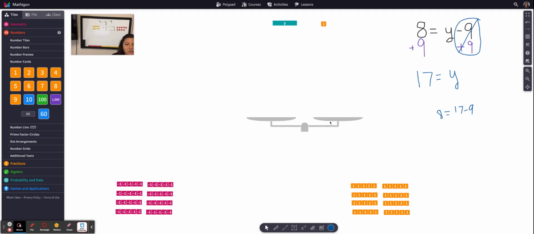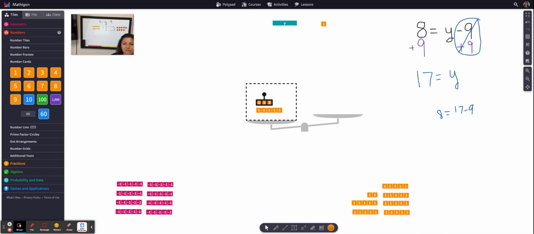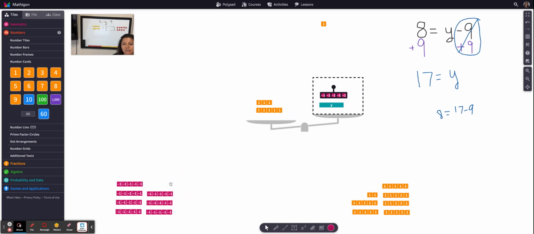Now, I would like to model it using our scale. Remember that when we have an equation, in order for our statement to be true, our scale must be balanced, right? So according to this, I have 8 positives on the left-hand side. So there's 5. I need 3 more. Here we go. There's 8 on the left-hand side. On the right-hand side, I'm supposed to have a y. And then I'm supposed to have minus 9 or negative 9 or 9 negatives.